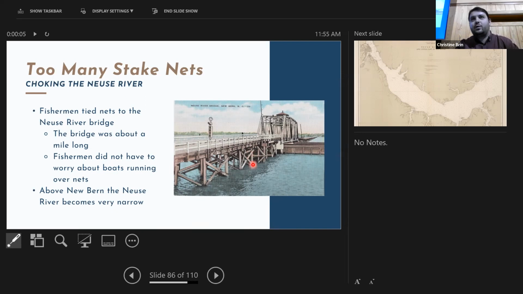Well, the problem also was this bridge is a mile long and they only have a small part right here where fish can actually get through. So if you have nets going all the way across the river, there's not a whole lot of fish that are going to get above New Bern. Plus, you've got all these fishermen above New Bern in the narrow sections of the river with these massive haul seines. They're still using gill nets up there, and other forms of fishing are conducted as well. So there's a lot of pressure being placed on the fish.